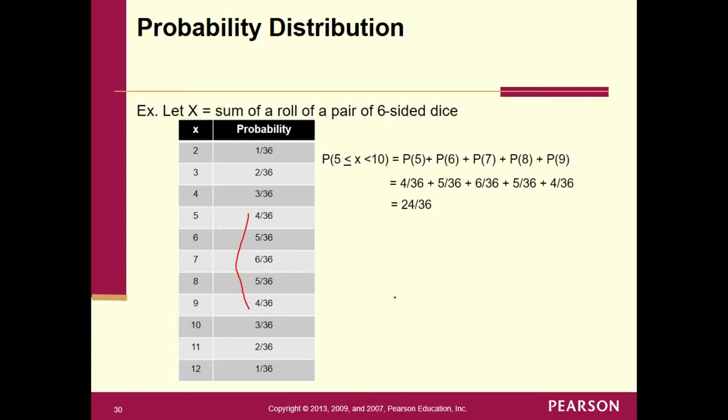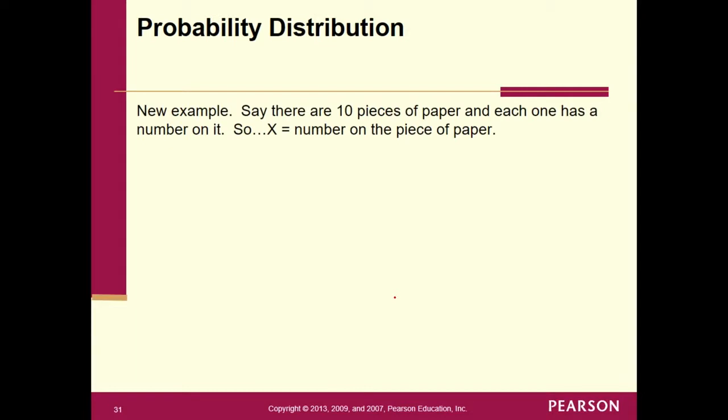Okay? So hopefully you can use probability distribution. And you're going to see probability distributions again in 6.3. But we're going to get away from this example. We're going to get into an example that has fewer numbers to deal with. And so here's the new example. Let's say there are 10 pieces of paper and each one has a number on it, all right? And so x is equal to the number on the piece of paper.